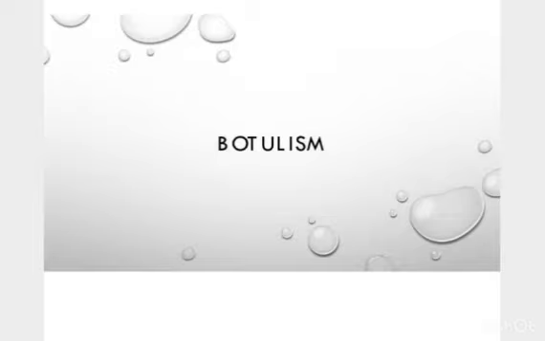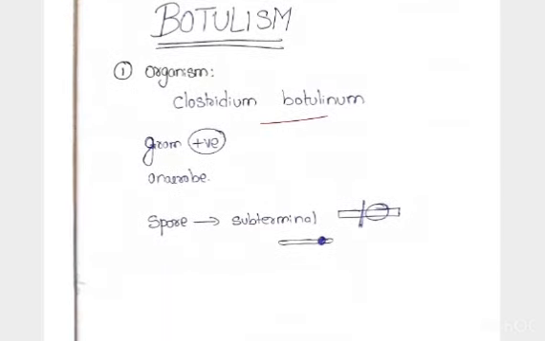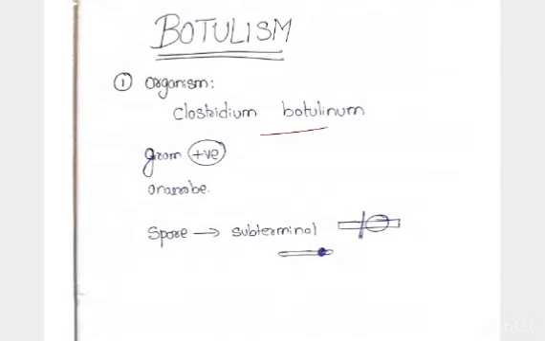Today we are going to discuss the topic botulism. So, what is botulism? Botulism is a disease wherein you will see descending paralysis, which is a flaccid type of paralysis. Now, we will learn about the 6 points in this.